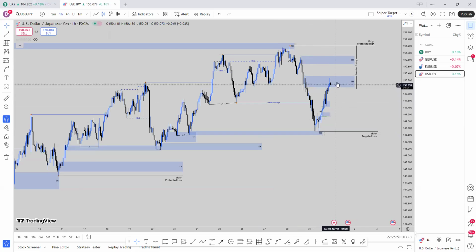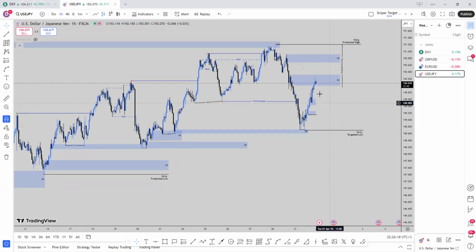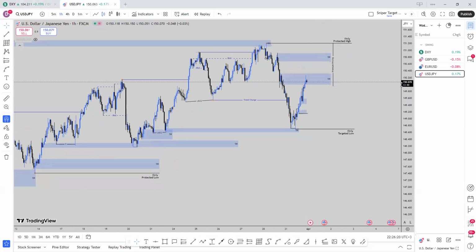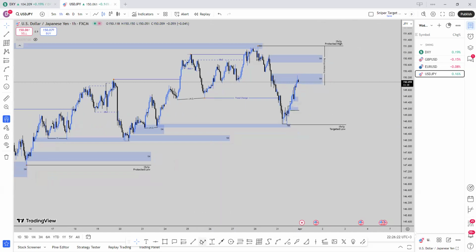Anyway, that simply means that, like I always say, once we break a form of structure, what we expect is a pullback. And right now we did break the swing structure to the downside. What we should be expecting is a pullback, and that is the pullback that we are getting, to put in a lower high. Okay, that is the price action. That is how you need to read price action. And this is the fashion that I'm talking about.